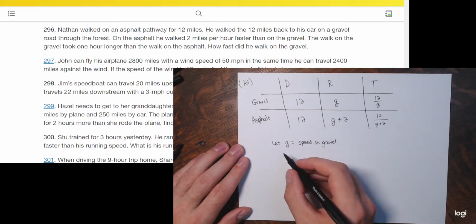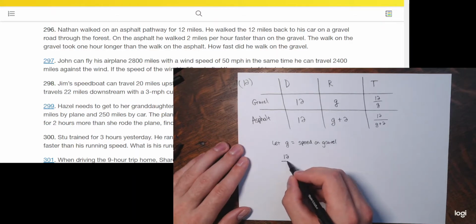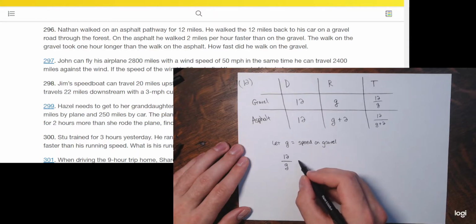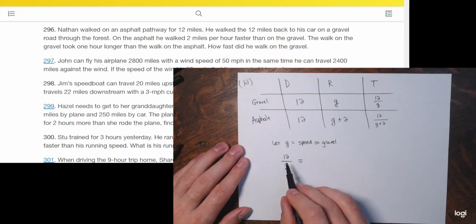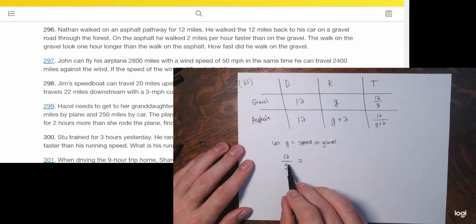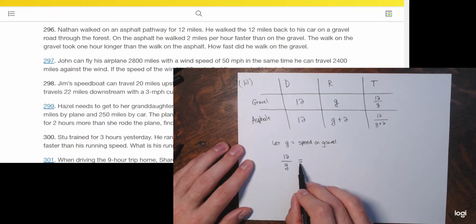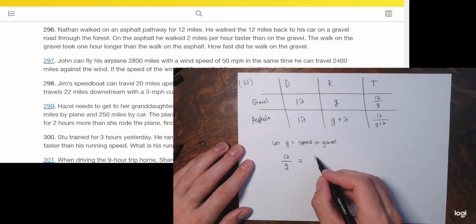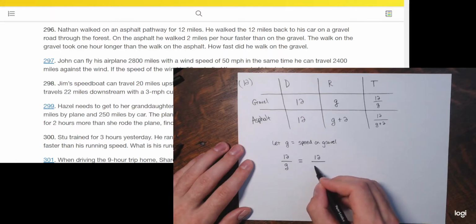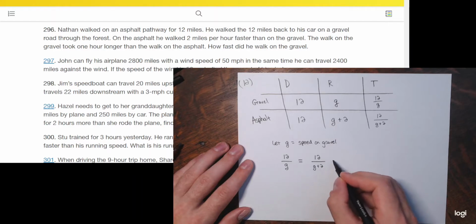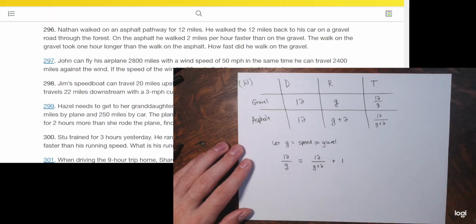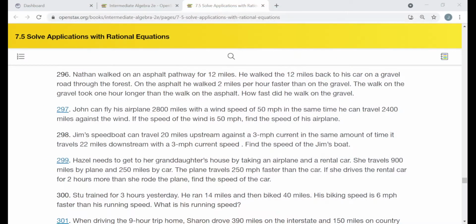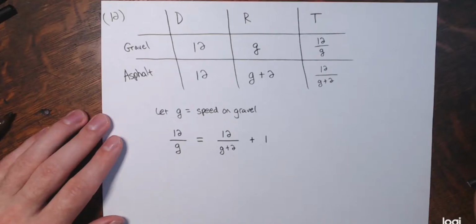So the time on the gravel, 12 divided by G, took, right? Usually verbs will be where the equal signs go. The walk on the gravel, right? The time on the gravel took or was 1 hour longer than the walk on the asphalt. So the time on the asphalt, 12 divided by G plus 2, and then plus 1, right? 1 hour longer. Hope again that makes sense. This is very similar to the previous 3 examples.